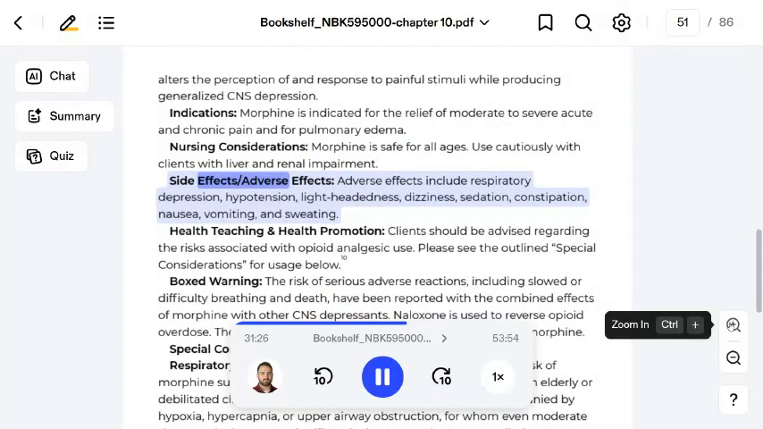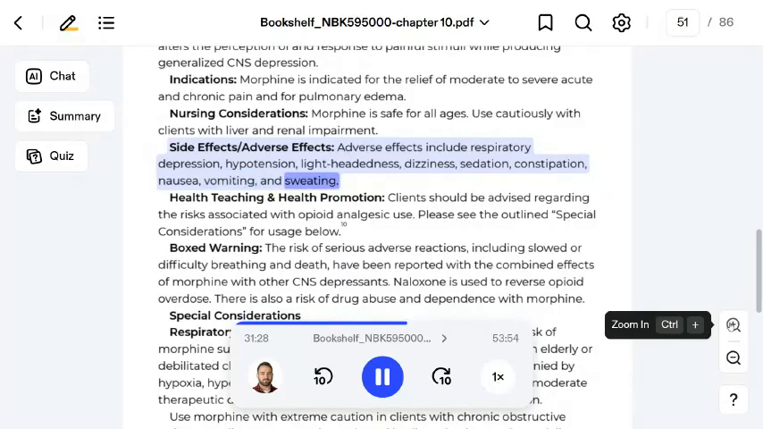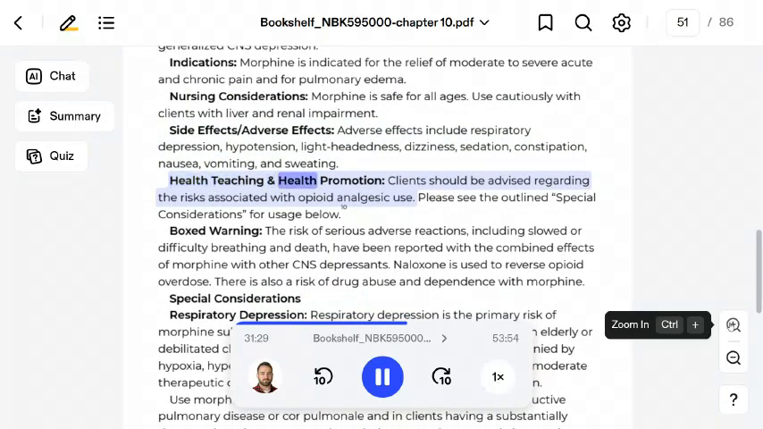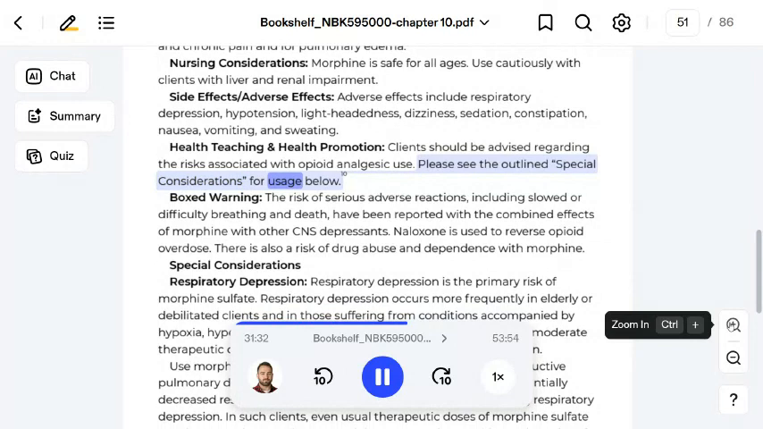Side effects: adverse effects include respiratory depression, hypotension, lightheadedness, dizziness, sedation, constipation, nausea, vomiting, and sweating. Health teaching and health promotion. Clients should be advised regarding the risks associated with opioid analgesic use. Please see the outlined special considerations for usage below.